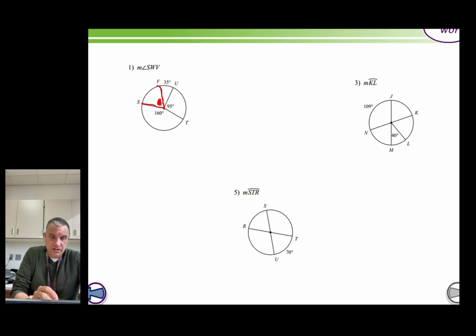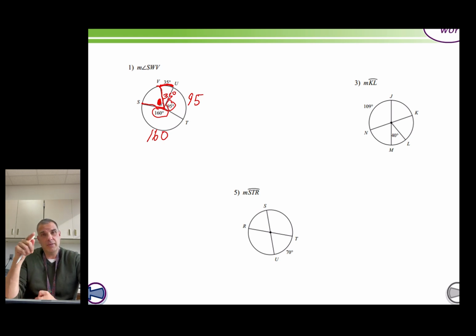So since the measure of this arc right here is 35 degrees, the measure of this central angle is 35 degrees as well. Since the central angle is 95, the measure of this arc is 95. Since the central angle is 160, the measure of this arc is 160 as well. So the measures of the central angles are exactly the same as the measures of the arcs in degrees.